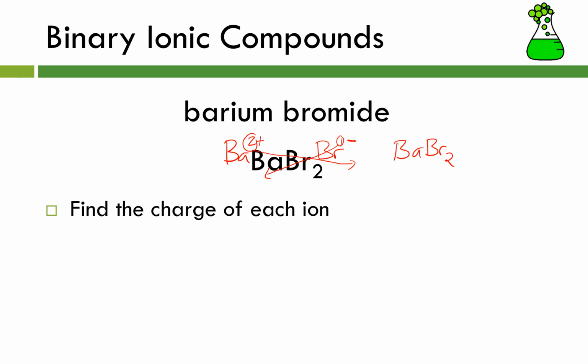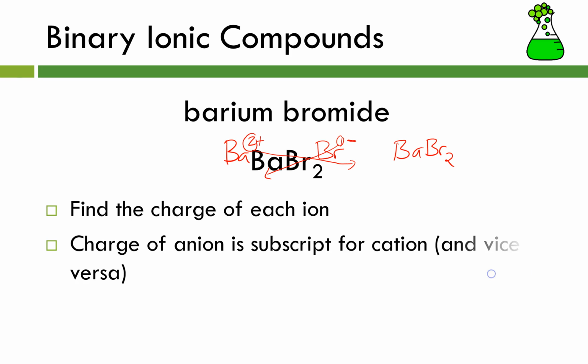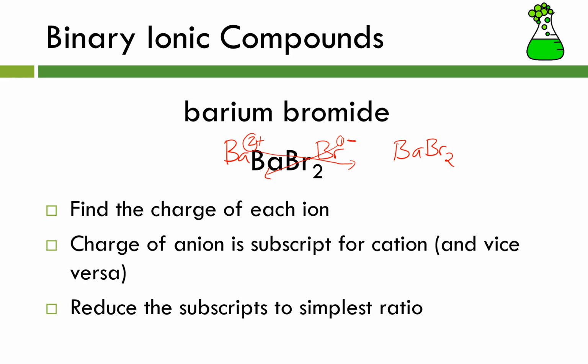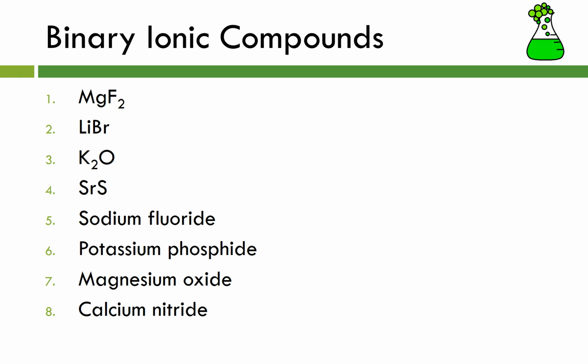So we need to find the charge of each ion. We just talked about the crisscross method. The charge of the ion becomes the subscript for the other ion and vice versa. And we're going to reduce the subscripts to the simplest ratio. We don't need to do that here, 1-to-2. We can't reduce that down any smaller. In your workbook, you've got some practice problems, so why don't you pause the video, try these out, and we'll check and see how you do.